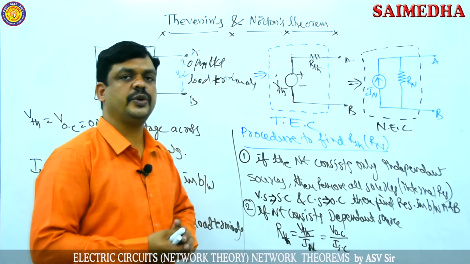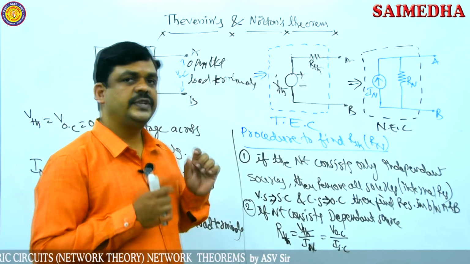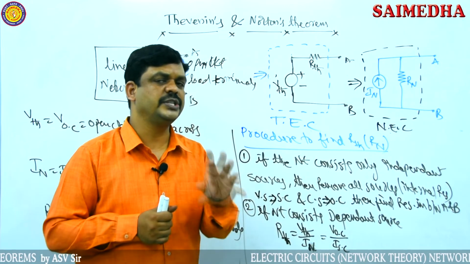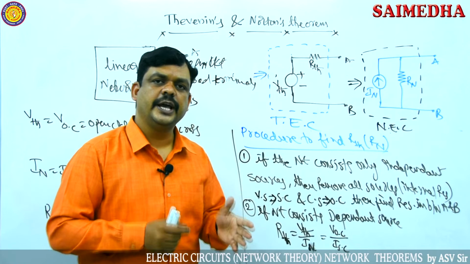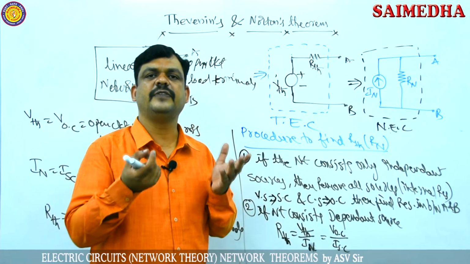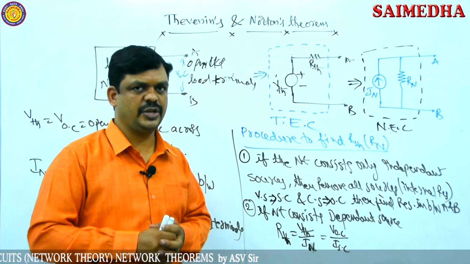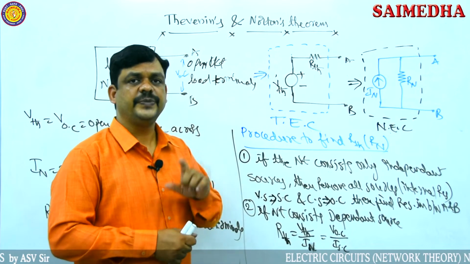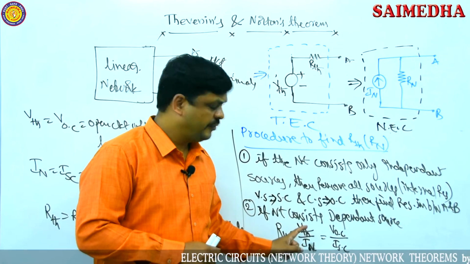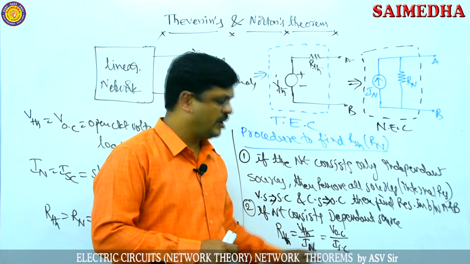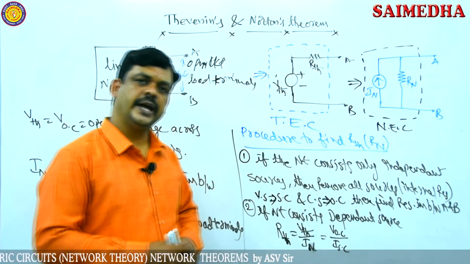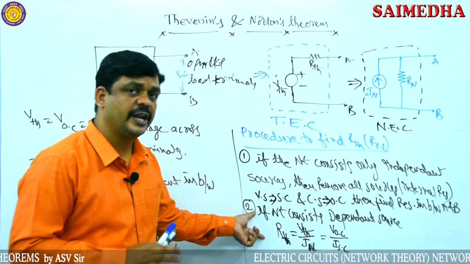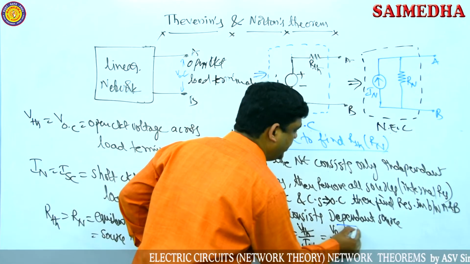So these two techniques are used, depending on the given network. If the network consists of one dependent source, the remaining are all independent sources. Minimum one independent source is compulsory for any network, because if the network does not consist of independent sources, the network acts as a dead network, dead circuit. So if the network consists of dependent sources with minimum one independent source, then RThevenin is equal to VThevenin by IN, Norton's current, or VOC by ISC, open circuit voltage by short circuit current. This technique we have to apply if the network consists of dependent sources.